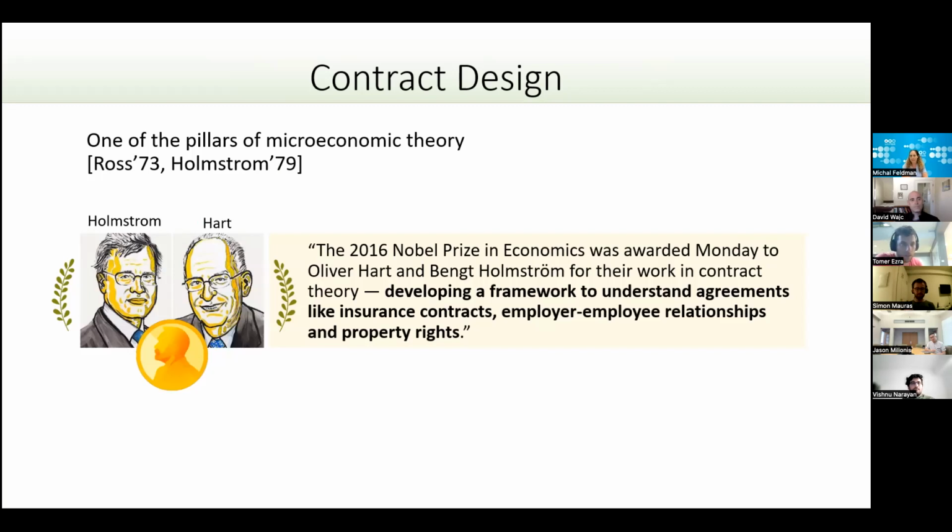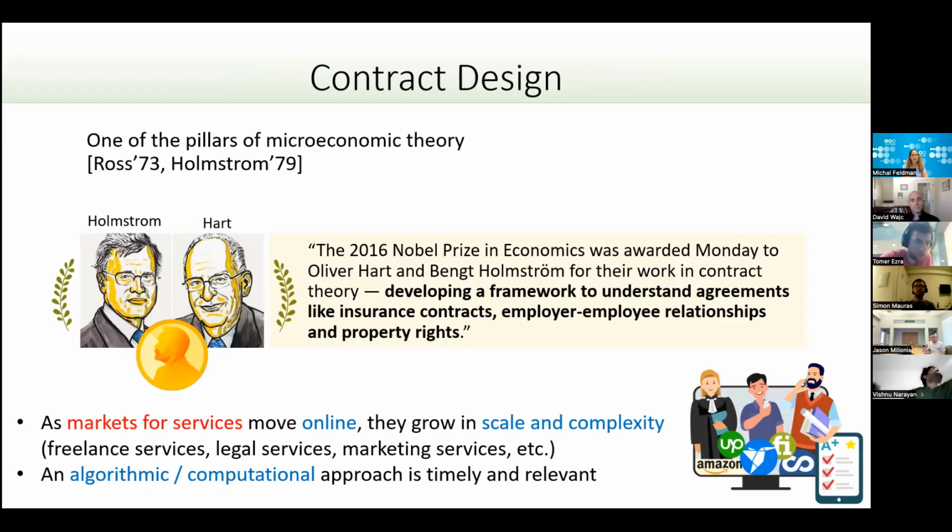Contract design, of course, is not new. It's one of the pillars of microeconomic theory, and it has been recognized with the Nobel Prize in 2016 to Holmstrom and Hart for their groundbreaking work on designing contracts. We can say that contract design plays a similar role for markets for services, like mechanism design plays for markets for goods. So algorithmic mechanism design by now is very well established. It's all about markets for goods. But nowadays, we have many online markets for services, including freelance services, legal services, marketing services, with applications like Fiverr and Mechanical Turk and many others.